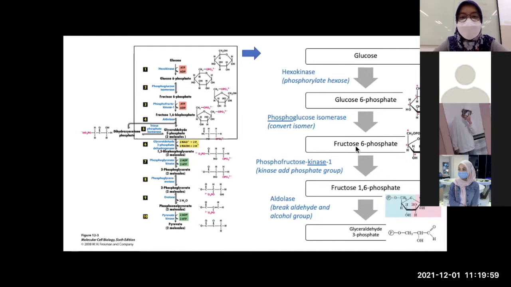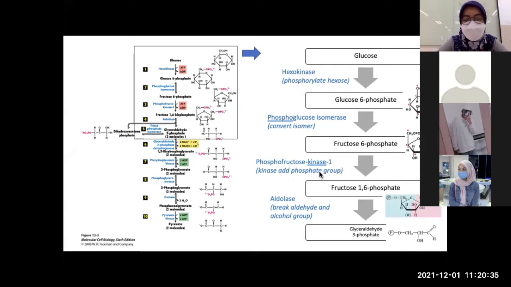Okay, so next, fructose 6-phosphate will turn into fructose 1,6-phosphate, meaning that now there's another phosphate group added to it. So at carbon 1, we have one phosphate group, and at carbon 6, another phosphate group. So that is why fructose 1,6-phosphate. Another common enzyme that adds a phosphate group is kinase. So apart from hexokinase, this one is phosphofructose kinase 1.